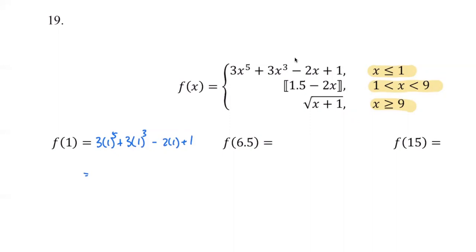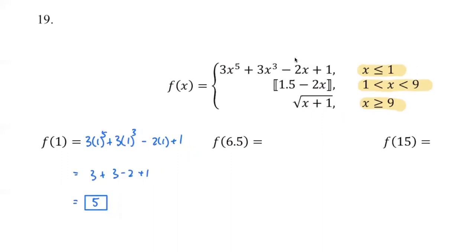And then you will have 3 plus 3 minus 2 plus 1. So you've got 6 minus 1, which is 5. Okay, whoops, that's 5. And then the next one would be 6.5. Which piece would be used here? Well, that would be our second piece, 1.5 minus 2x in the step function.